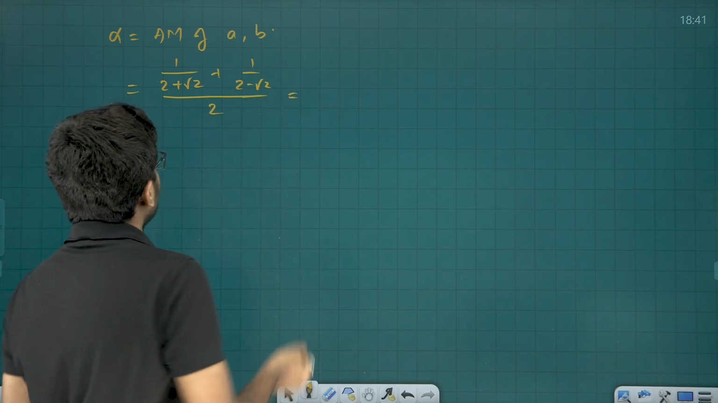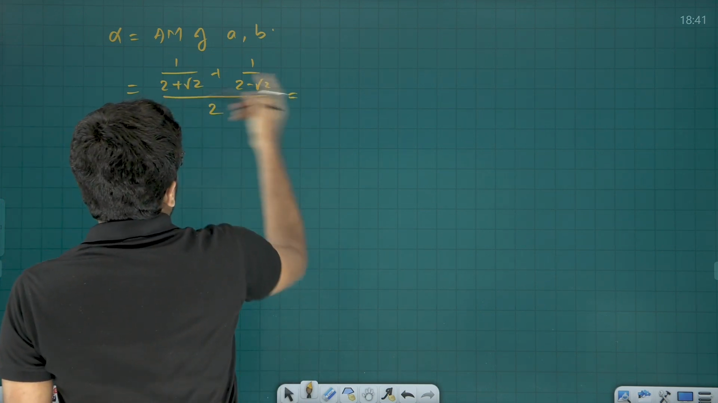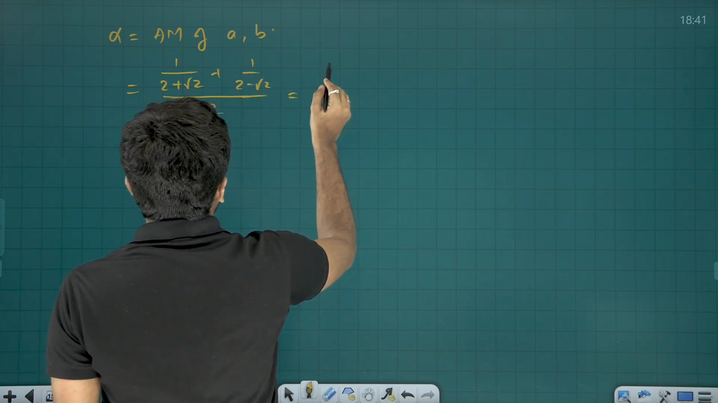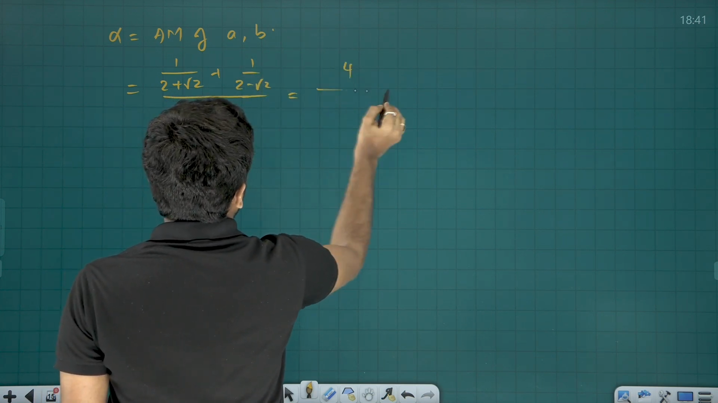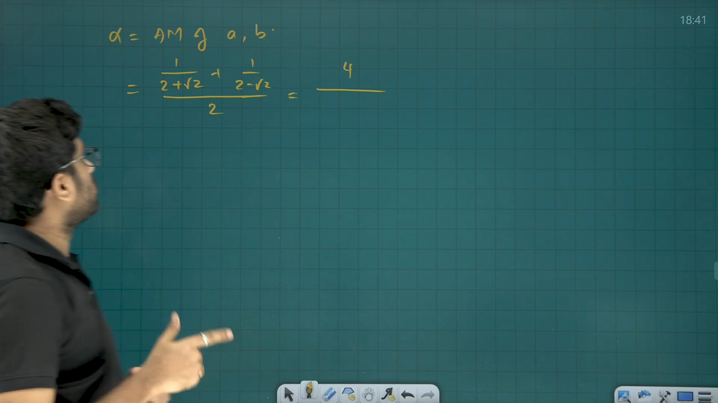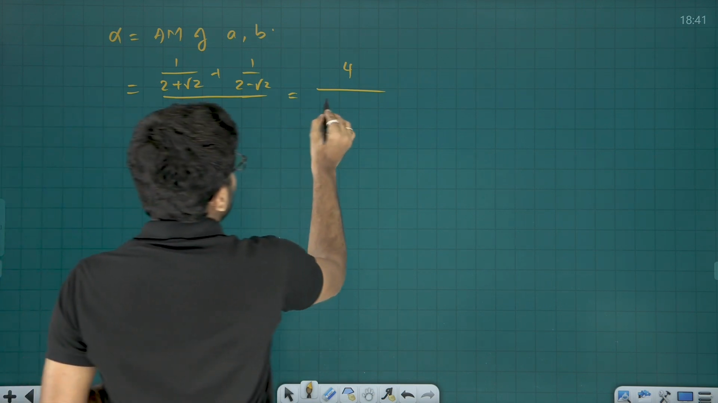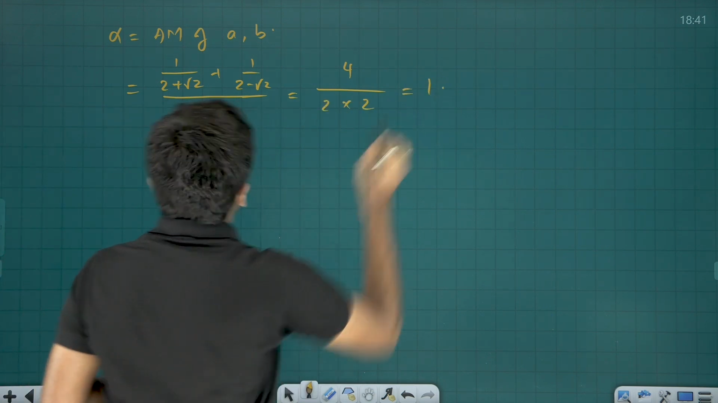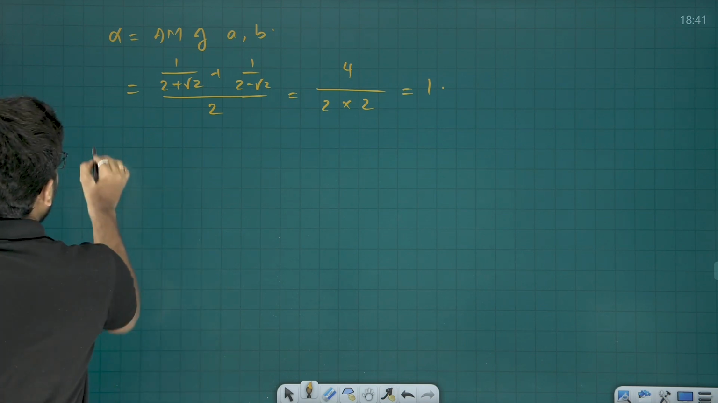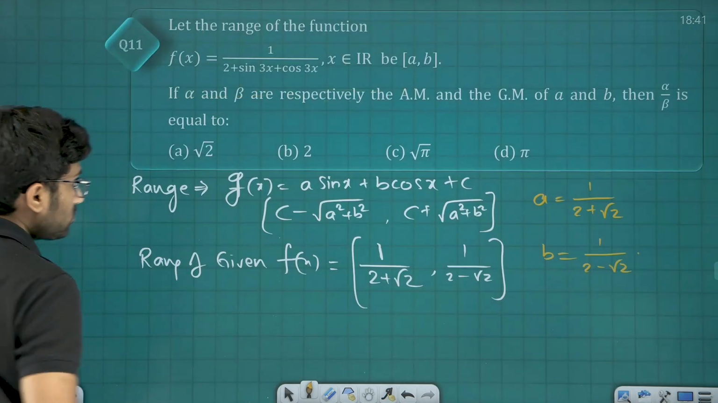AM is (A plus B) by 2. So the LCM: 2 plus root 2 plus 2 minus root 2 is 4, divided by (2 plus root 2) into (2 minus root 2), which is 4 minus 2, which is 2. So 4 divided by 2 is 2, and 2 into 2... alpha is 1.